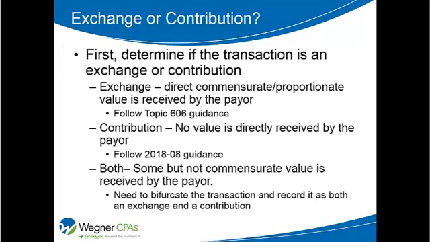You can also have transactions that are both. So there's some but not commensurate value received by the payor. Okay, so in that case, if there's some but not all value received, we need to bifurcate the transaction, so split the transaction in two and record part of it as an exchange and part of it as a contribution.